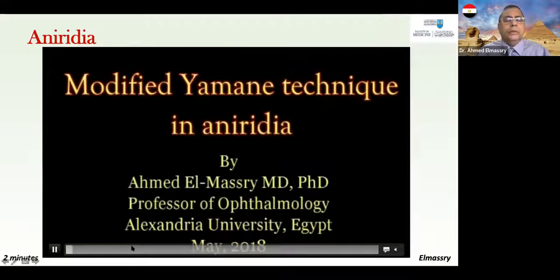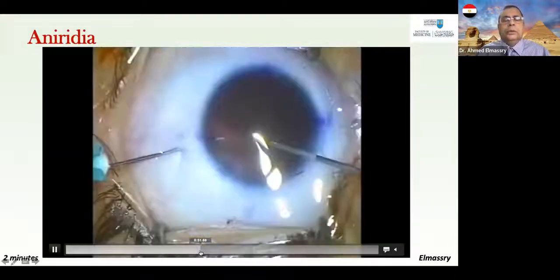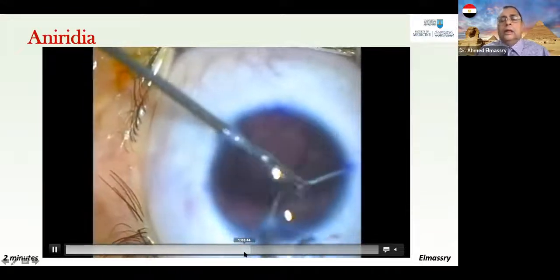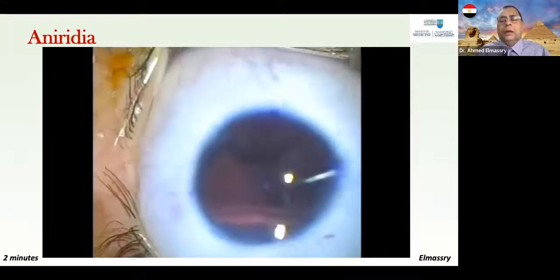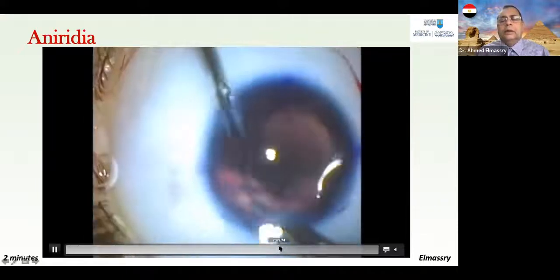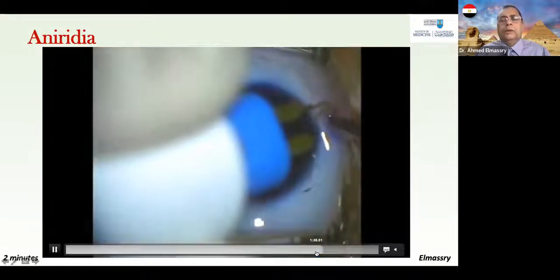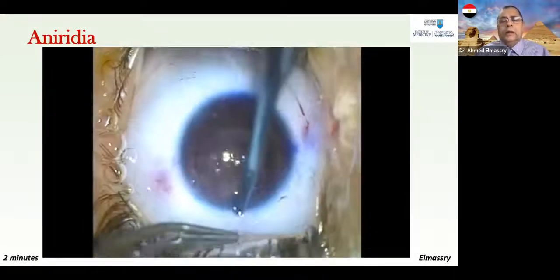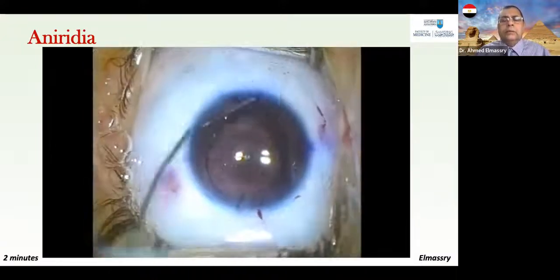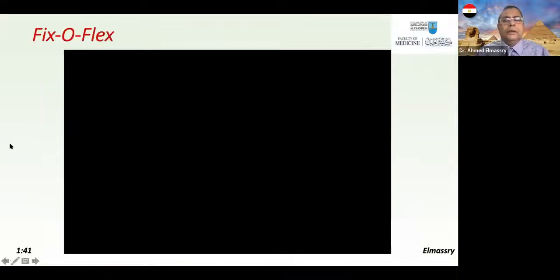Cases of aniridia, where there is no support at all, there is no zonule. Here you can use the Yamane technique for putting your IOL, and this is an about 11 years old girl, and after putting the Yamane, it was in place. We did not put an iris shield here because the child was adapted to this situation, for fear of increase of intraocular pressure after that.